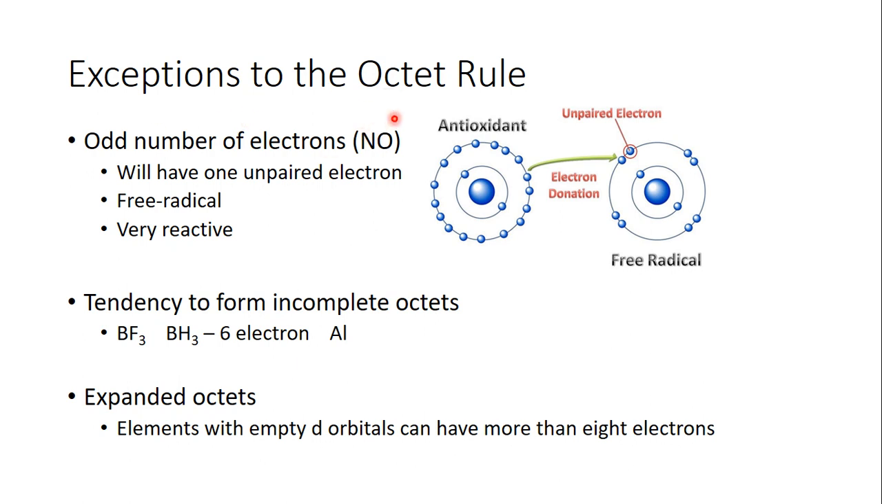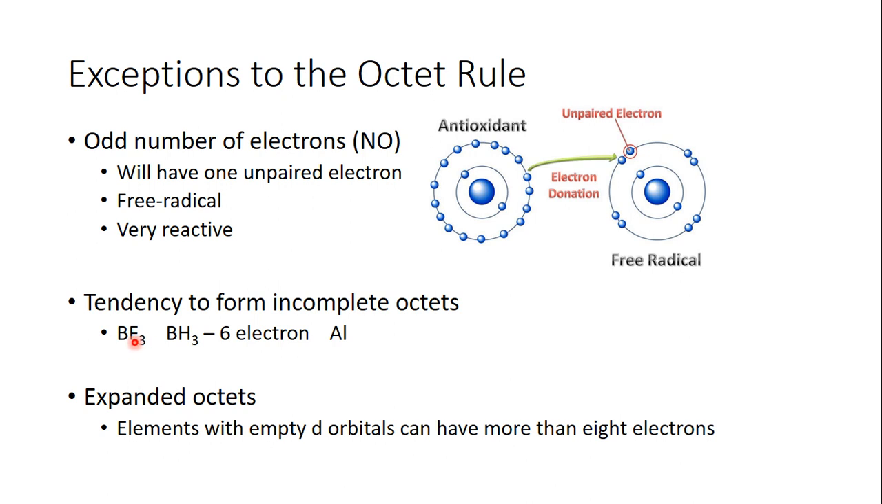nitrous oxide. If you have an odd number of electrons, one of those electrons has to be unpaired, and we call that a free radical. And free radicals are really bad. They ruin a lot of the cells inside of our body, DNA and proteins. And so one of the reasons why we have to eat antioxidants is that antioxidants will donate electrons and neutralize that free radical.